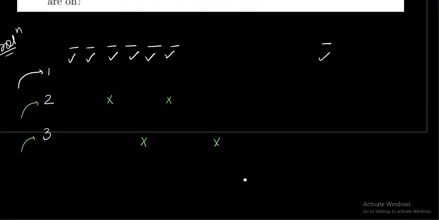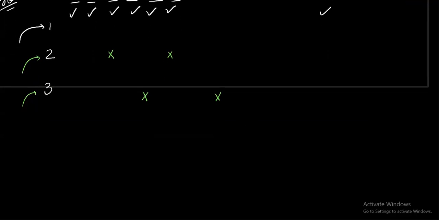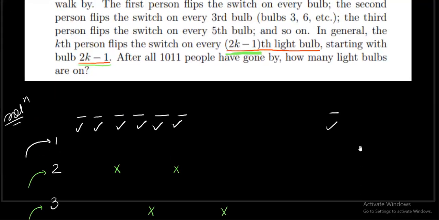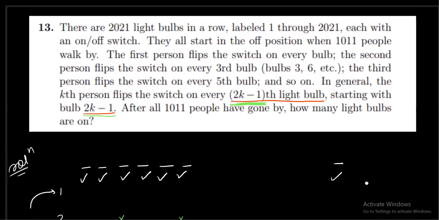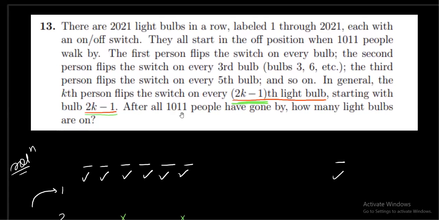The same process keeps on continuing till the last person. Who is the last person who is going to come? The last person will be the 1011th person, and he is going to start with the bulb at the 2k minus 1 position, which turns out to be 2021. So he is going to change the position of this bulb. If it is on, he is going to switch it off, and if it is off, he is going to switch it on, right? So this is what is happening in this question. Now, at the end of this whole process, after all the 1011 people have gone by, how many light bulbs are still on? How many light bulbs are on?